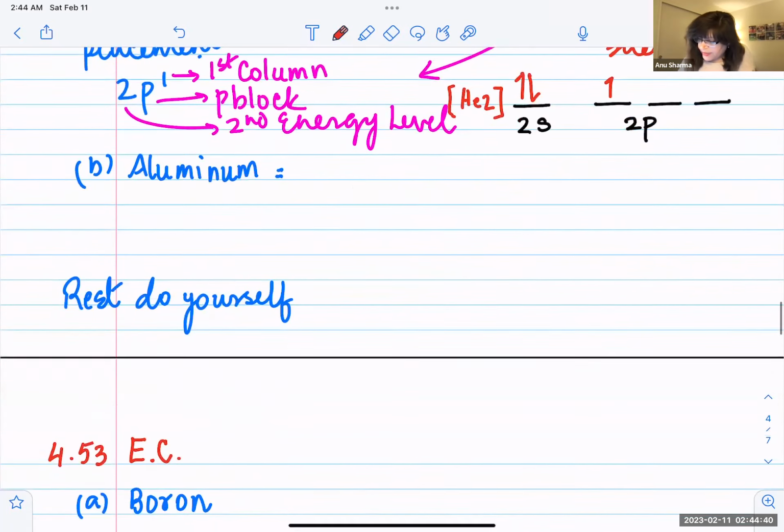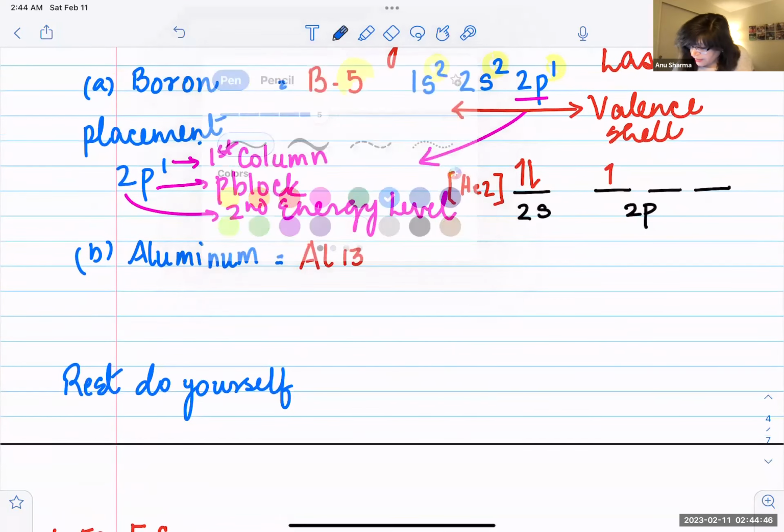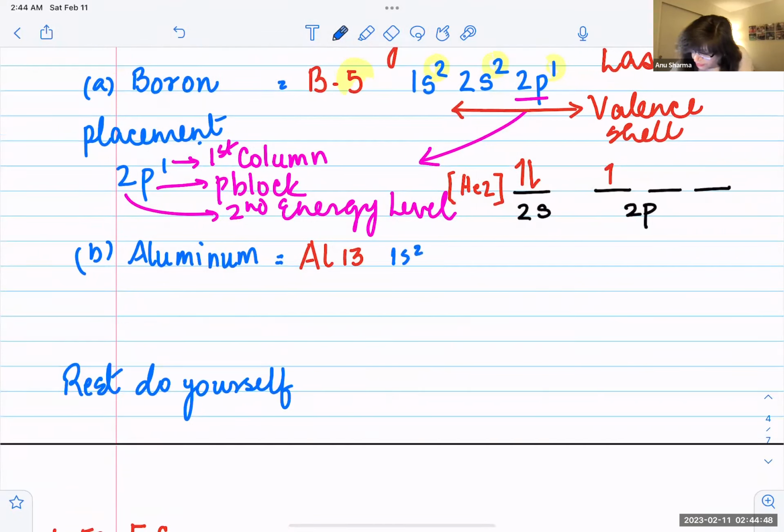Now let's look at aluminum. Aluminum is 13. So we will do here 1s2, 2s2, 2p6, 3s2, 3p1. All right, so that's what we have.